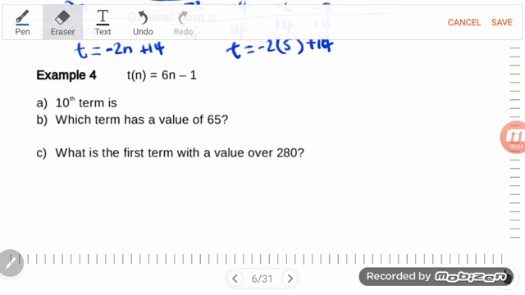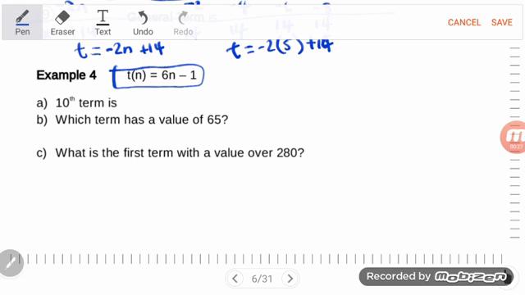I'll do one example on using our equations, or our general terms. So here is our general term, our general equation I should say. Term of n is equal to 6n minus 1. Okay, now what are our questions? A, the 10th term is.